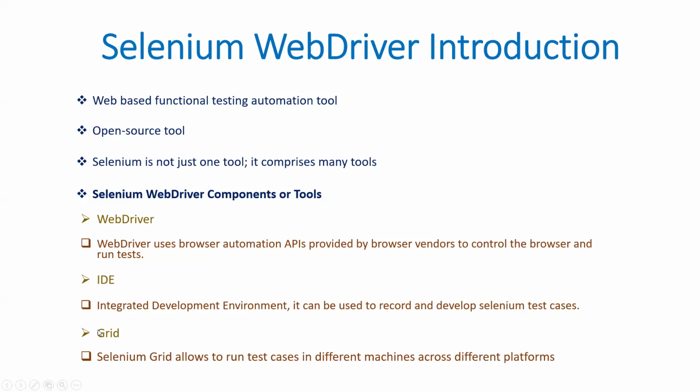And Grid is also a part of the Selenium server. That means the grid is an internal part of WebDriver. It is a separate component, but it is bundled inside WebDriver itself. So what is the grid used for? The grid is used to run your test cases on different machines across different platforms and different browsers. That means if you want to do parallel execution, we can use this grid tool in Selenium WebDriver.